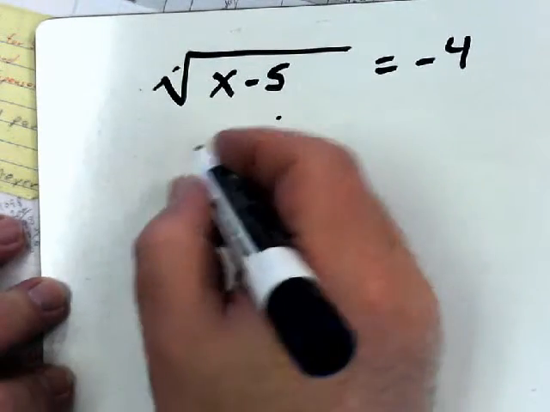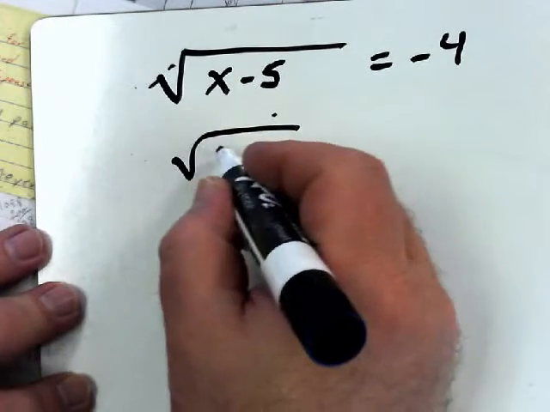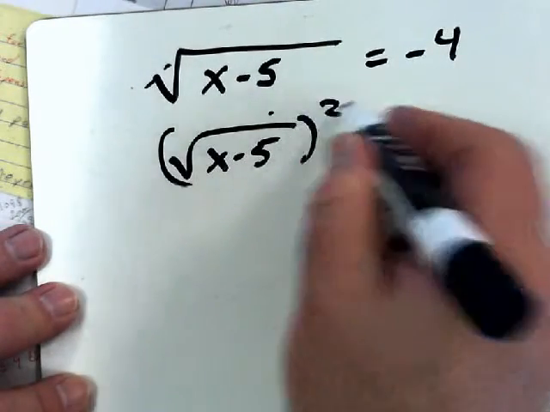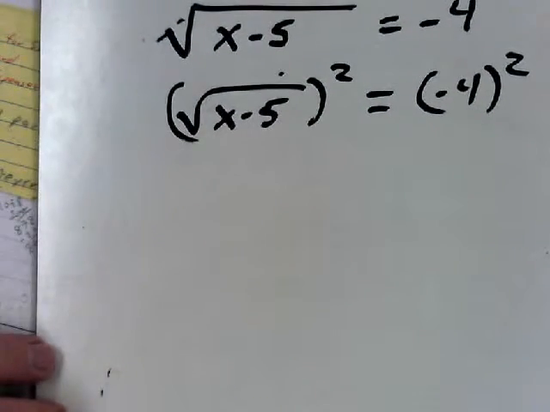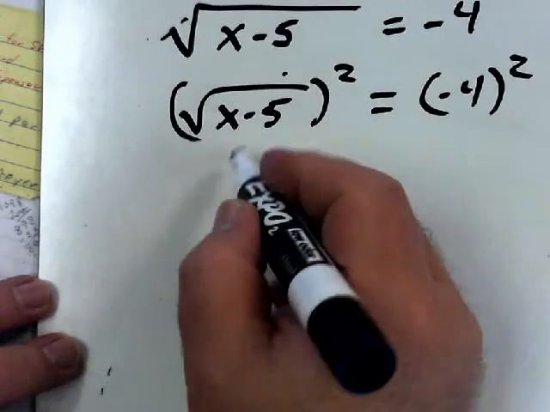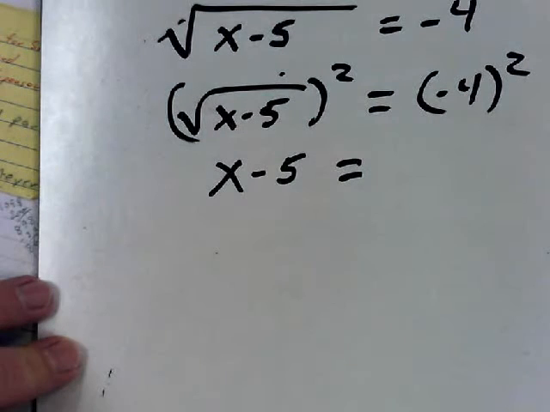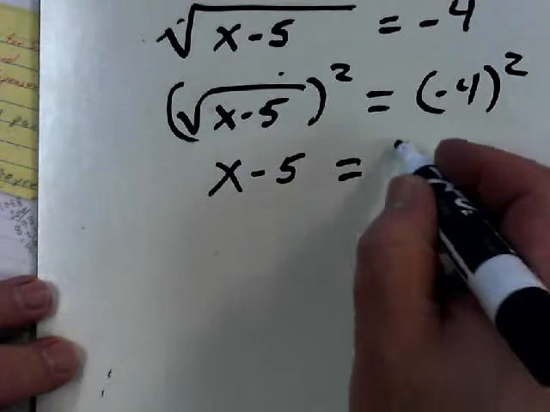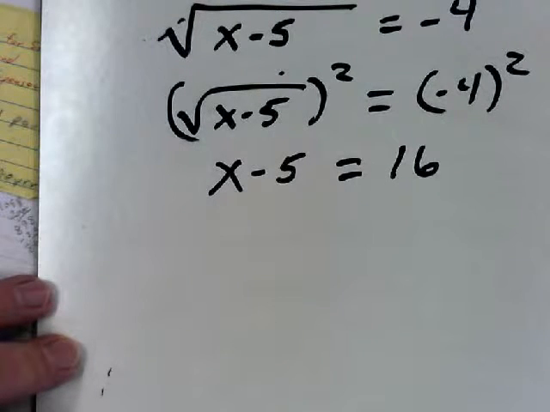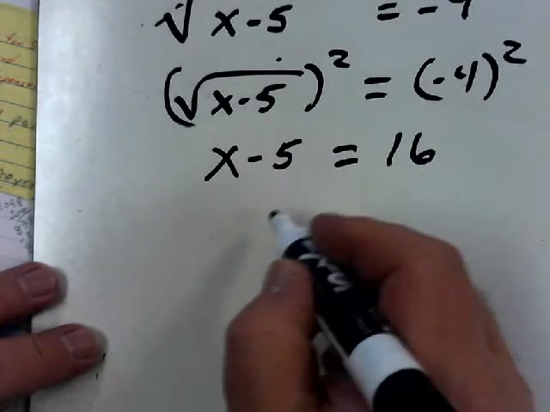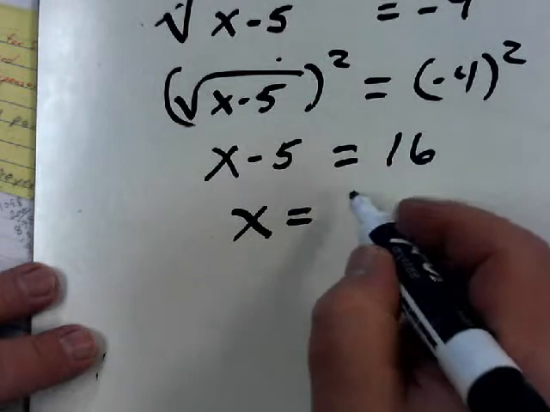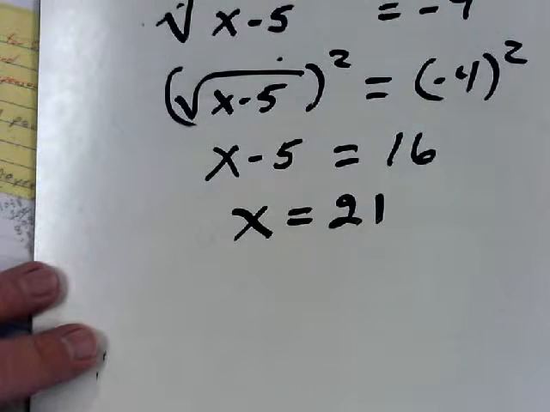So I need to square both sides. So x minus 5 in the radical squared equals a negative 4 squared. X minus 5 equals... positive or negative? Positive. Okay, so a negative 4 times a negative 4 is 16, correct? Then you solve it. If you add 5 to it, x equals 21. So I got an answer of 21 right now, don't I?